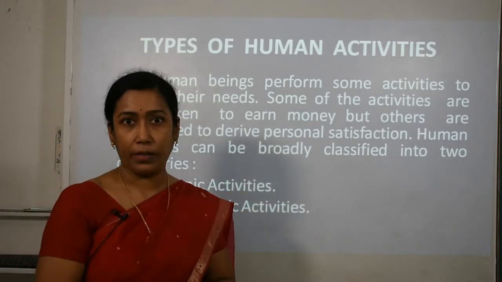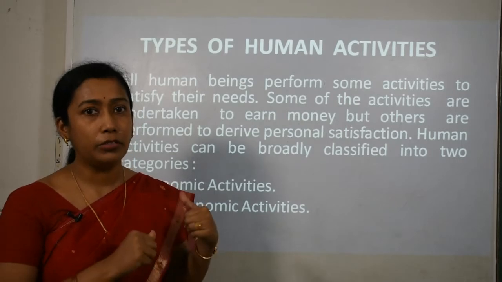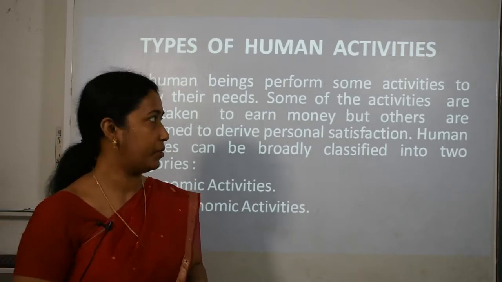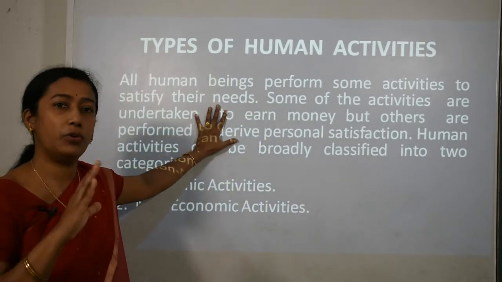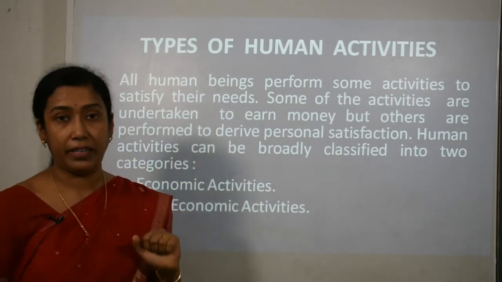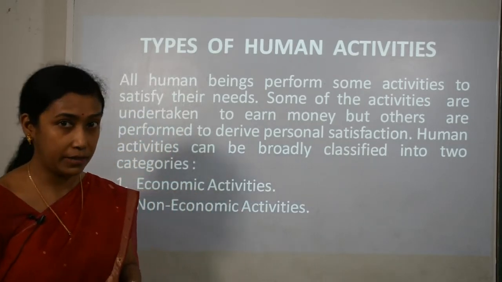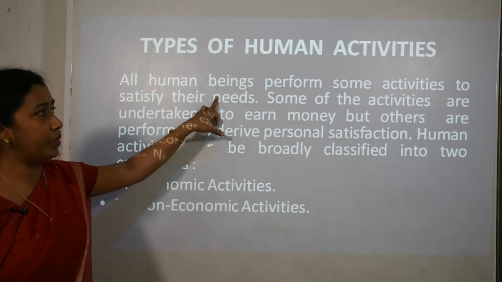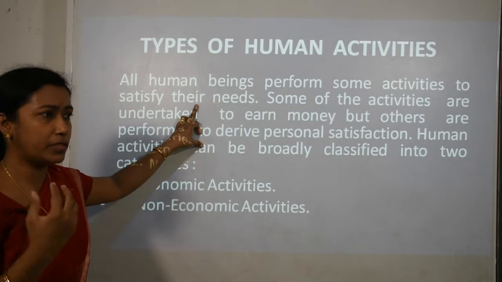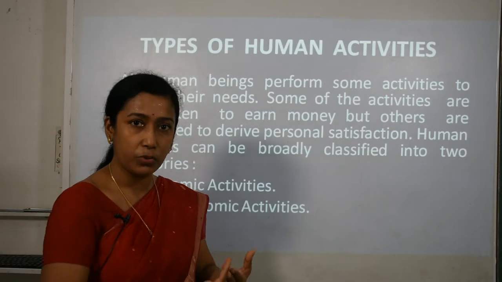Now, that was all of section A of chapter 1. Now this is section B, the second part of your first chapter, where we will go into business studies. So these are types of human activities. When we say human activities, it means activities done by human beings. All human beings perform some activities to satisfy their own needs and wants, that is why we do such activities.